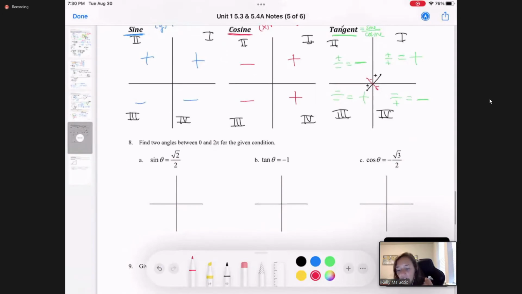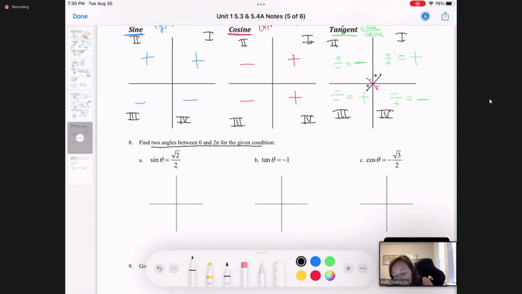Okay, so I love that. I was trying to do this in my head earlier, what I just wrote up there. And so this will be helpful for you just to remember the signs, right? So for problem 8, it's asking: find 2 angles between 0 and 2 pi for the given condition. So what this means is there's going to be 2 angles here that have this value. And what are they? And we want to do it in radians here. Again, you could do it in degrees and convert, but up to you.